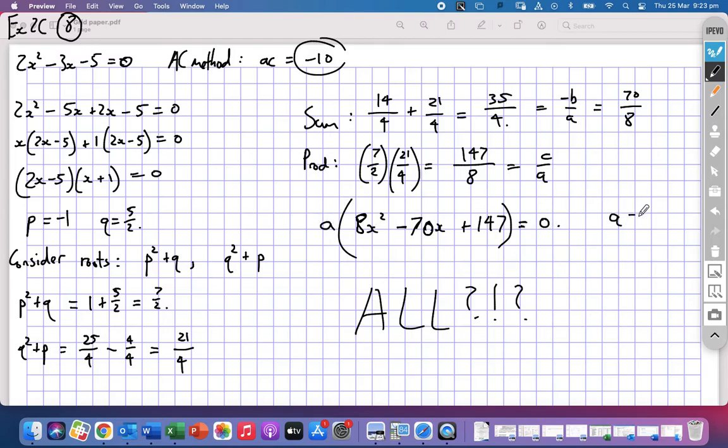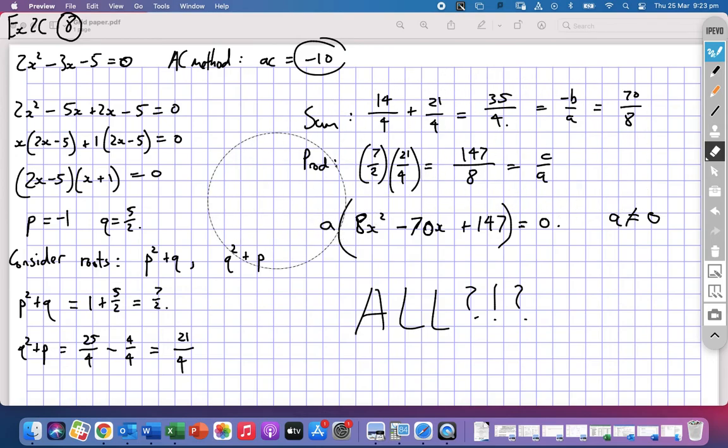A can't equal 0, but a could equal a positive number, a negative number, a fraction, right? It can't equal 0 because if it equals 0, you don't have a quadratic anymore. You've just times the whole thing by 0, right? But it can equal any other number.